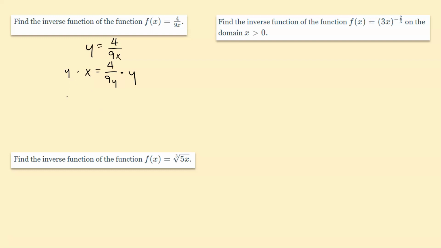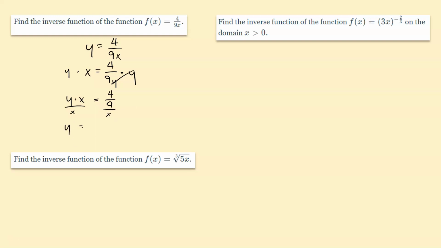So on the left side, you'll have y times x. On the right side, you have divided by y, multiplied by y, so those will cancel each other out. You're left with just 4/9. So now to get y by itself, you need to get rid of this x over here. So right now, we have y multiplied by x. So to get rid of that, we have to divide both sides by x.